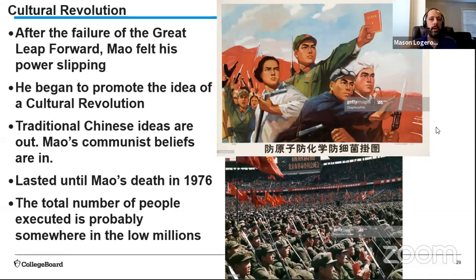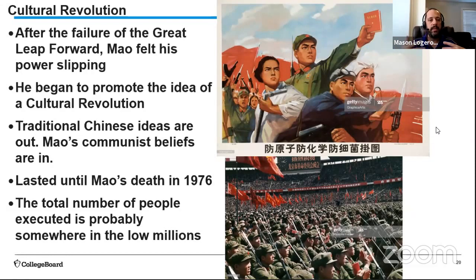Mao starts preaching his new ideas and forcing them upon the population. So traditional Chinese ideas, and by traditional Chinese ideas, I of course mean Confucianism, which we know has been the basis of Chinese governments going back to the Han Dynasty in 200 BCE, and now is being replaced by Maoist ideas on communism.